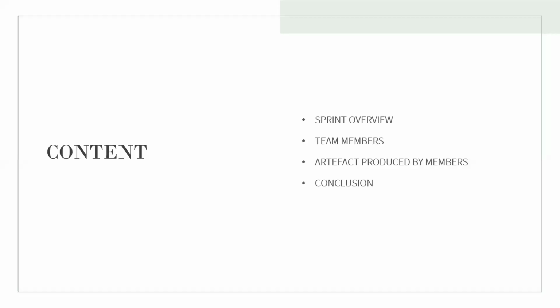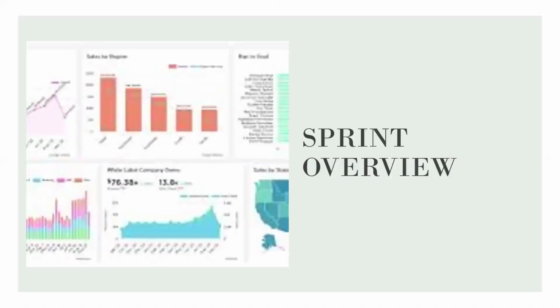For this presentation, we'll just look at the sprint overview, get a hold of our team members, and then look at some artifacts produced by team members, and then we'll conclude. Next slide. So for this sprint, not much was done by the guild as a team in Team Agile, probably because training sessions have ended. However, we had just one session for Power BI to conclude our reporting.